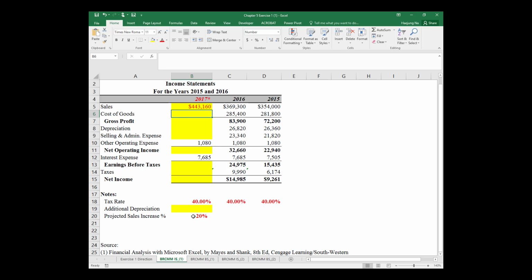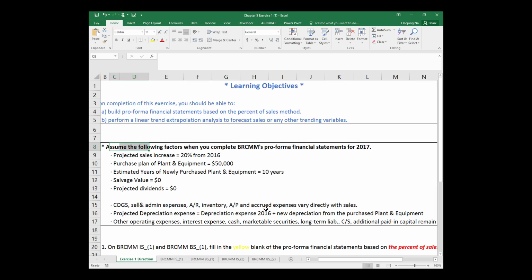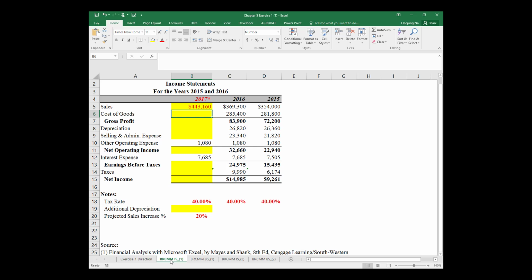So the next thing would be COGS. And COGS is, if you recall from the direction, one of the items that varies directly with sales. So I will just try to write down that formula, what I just explained to you there, in terms of an Excel formula.